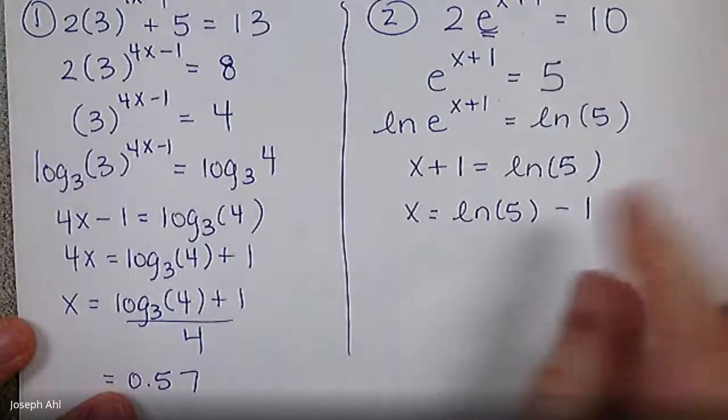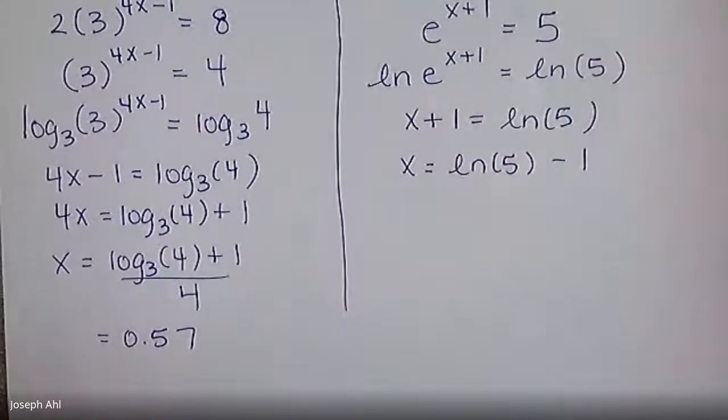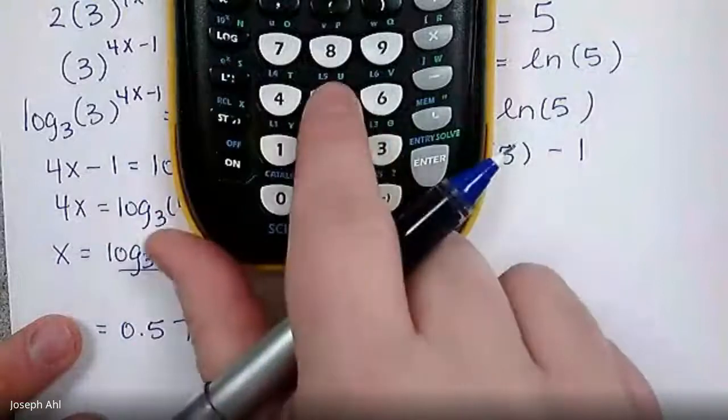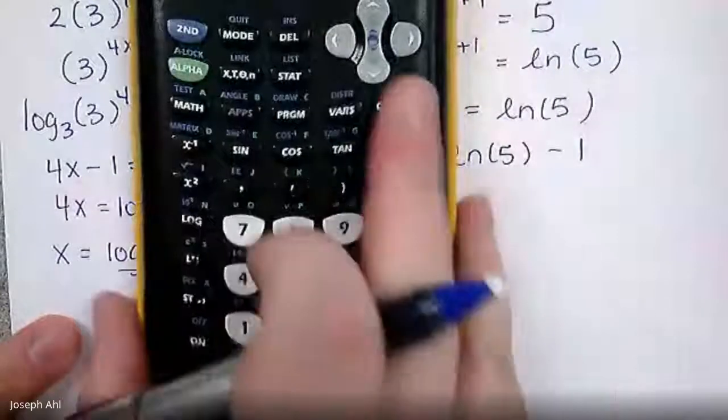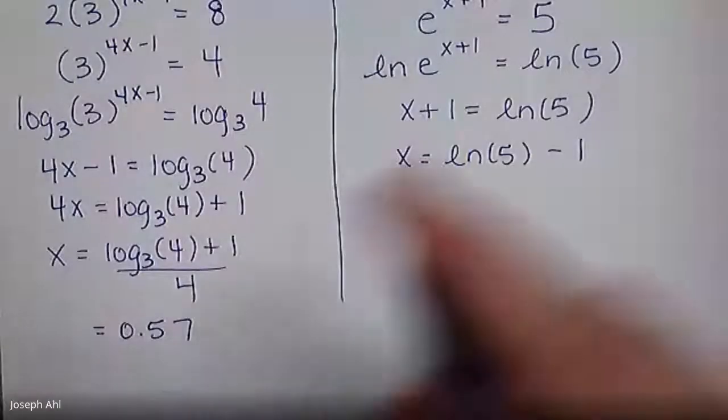Again, don't subtract the 1 from that 5. It's not ln 4. It is just ln of 5 minus 1. To type this in, we do have that special ln button right here, right next to the 4. So ln of 5, and then subtract 1 from it. The rounded answer would be about 0.61 for this one.